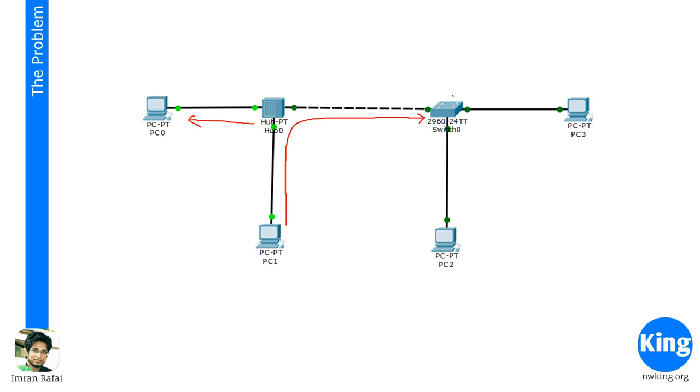SSH is where the data transfer between devices is encrypted. Only those two end devices, because they know the encryption, can read it. Nobody else. So even when PC1 is doing SSH communication with switch 0, since it's a hub, PC0 will get a copy of it. There's no doubt about that.